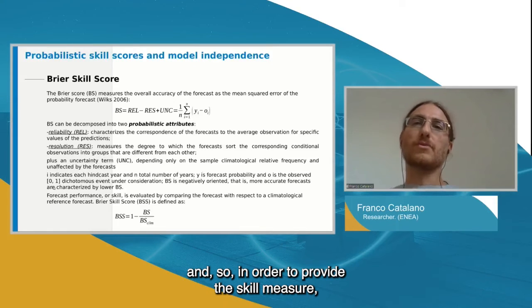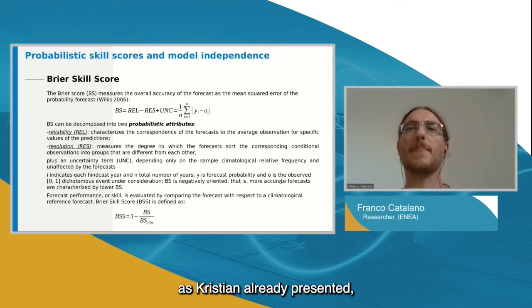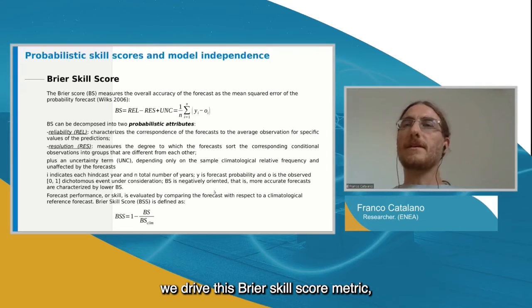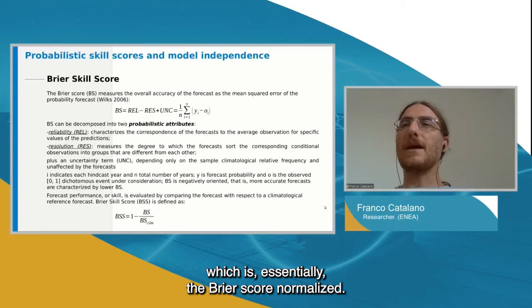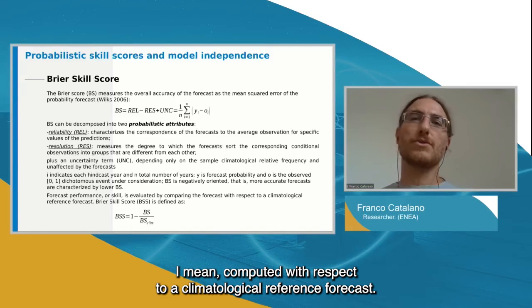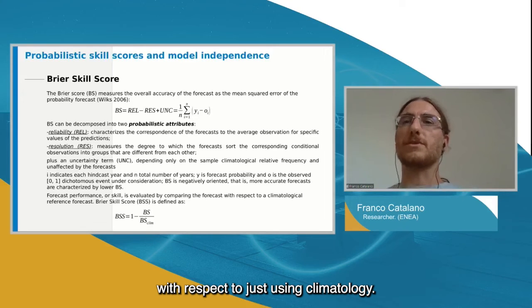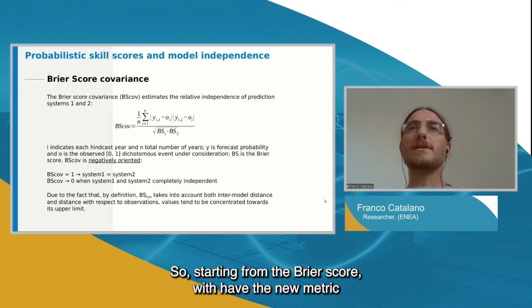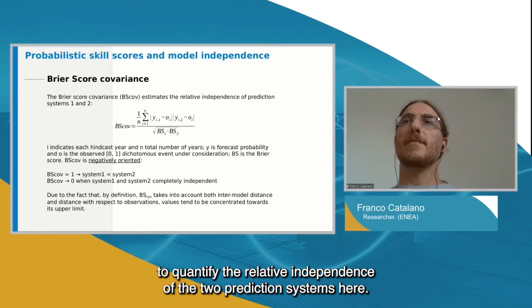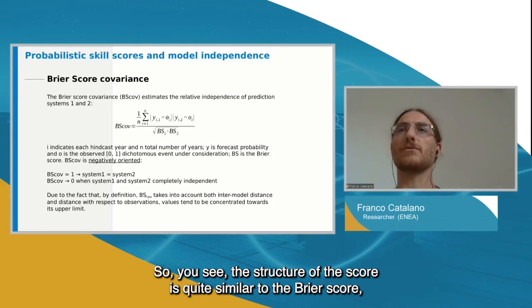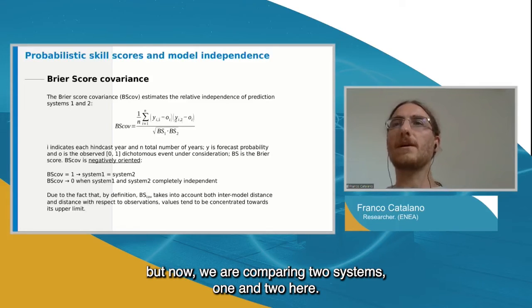And so in order to provide a skill measure, as Christian already presented, we derive this Brier skill score metric, which is essentially the Brier score normalized, computed with respect to a climatological reference forecast. So it gives the improvement we obtain with the forecast with respect to just using climatology. So starting from the Brier score, we have derived a new metric to quantify the relative independence of the two prediction systems. You see the structure of the score is quite similar to the Brier score, but now we are comparing two systems, 1 and 2 here.